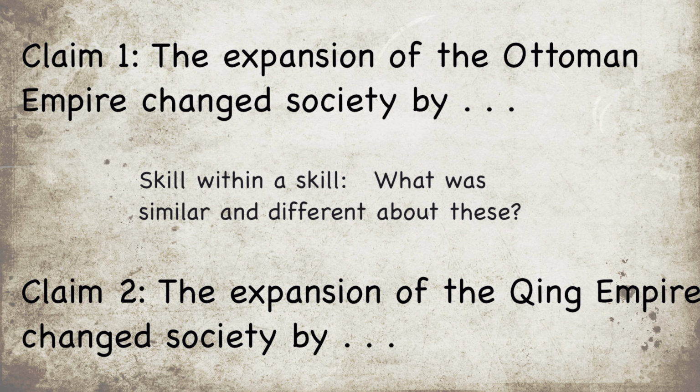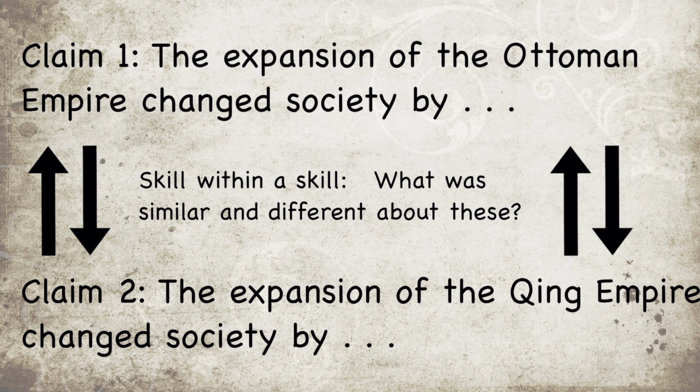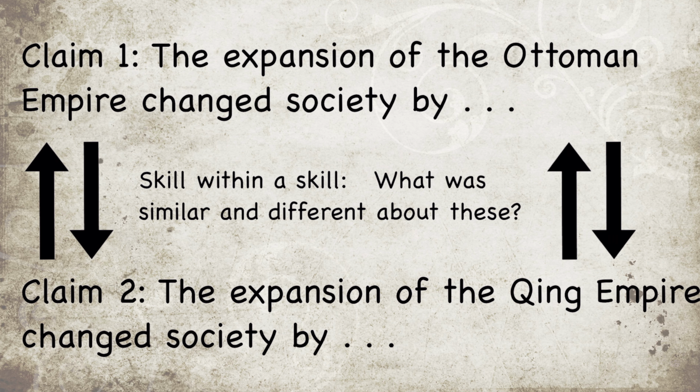Another way students have successfully earned the elusive complexity point is by developing a skill within a skill. Using the prompt we've been working on as an example, let's say you're writing about how the expansion of empires changed societies. This is a causation essay. You could get complexity by also making this a comparison essay. That is, explaining how the social effects of the expanding Ottoman Empire compare with the social effects of the expanding Qing Empire. You're comparing causation, a skill within another skill.